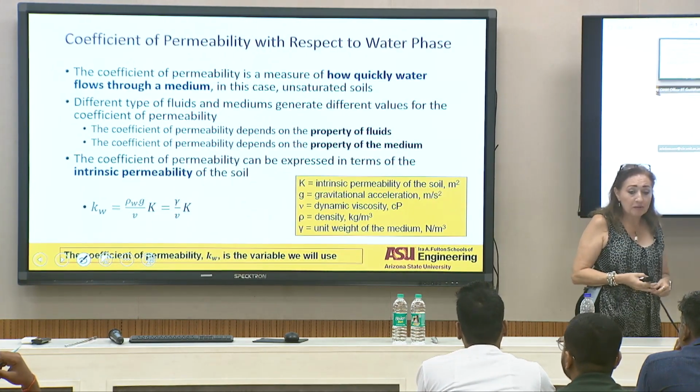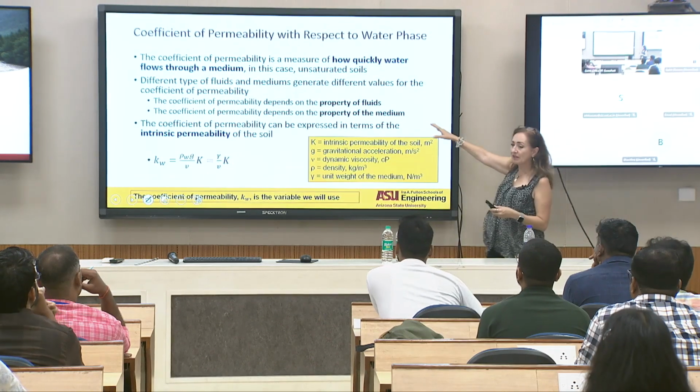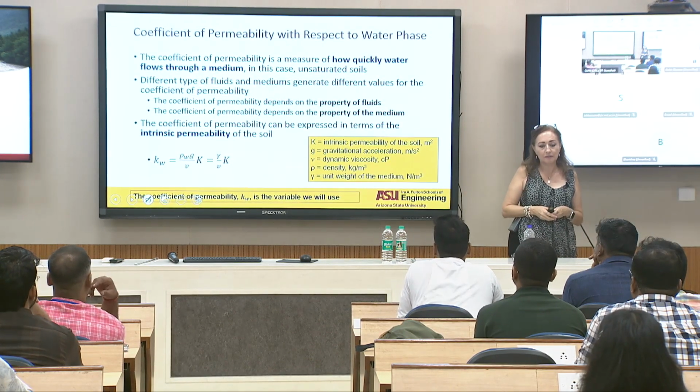So the coefficient of permeability with respect to the water phase is a measure of how quickly flow through a medium can occur, okay? And in this case, unsaturated soils. Different types of fluids will generate different coefficients of permeability, but one thing is important for you to understand. The coefficient of permeability is not only a function of the property of the fluid, okay? It's also a function of the property of the medium that you have in there, all right?